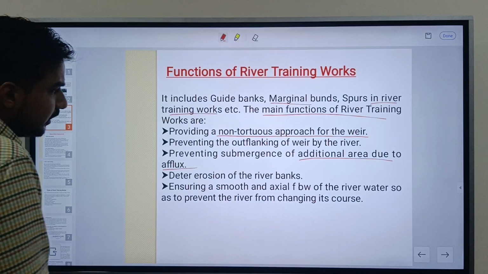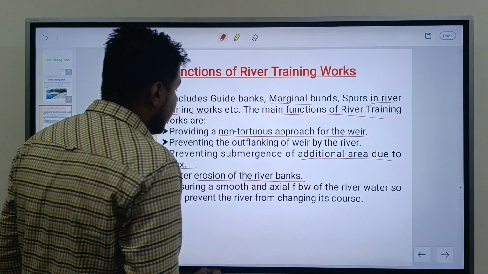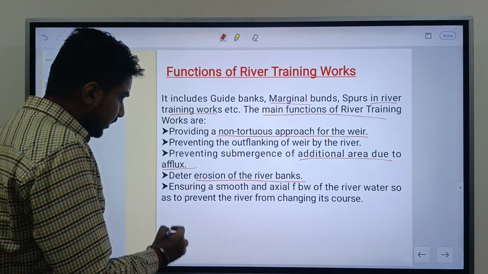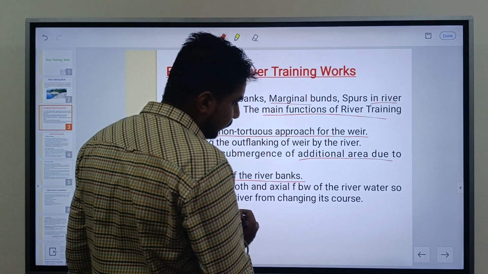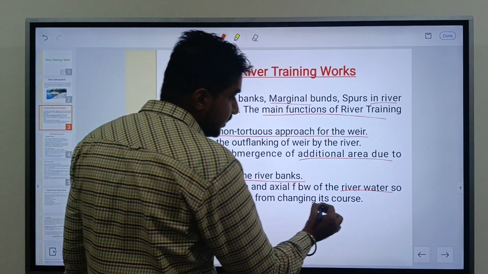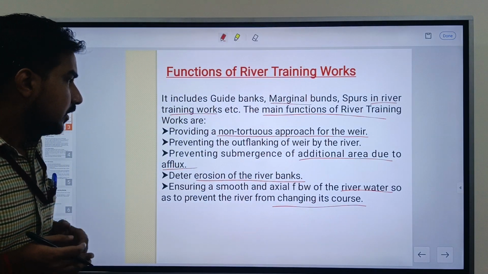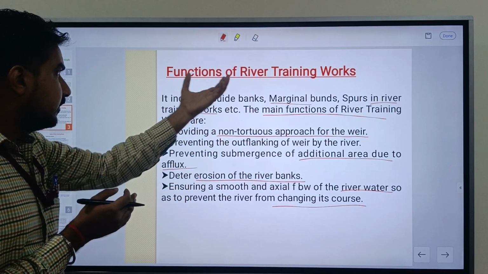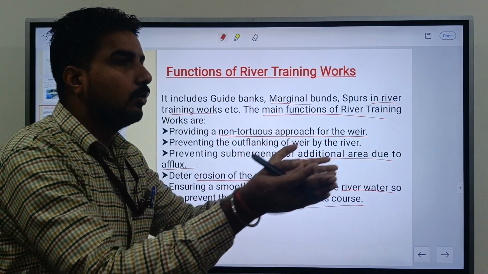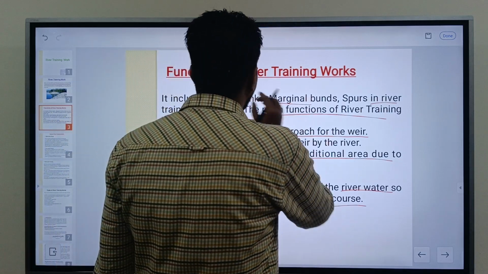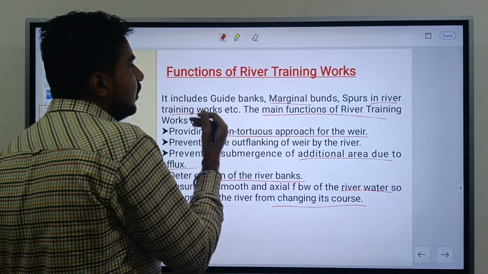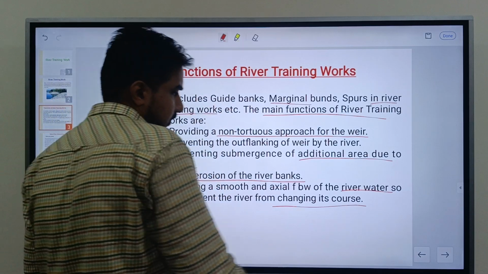Now, there is the erosion of the bank. It is also very helpful for reducing erosion of the bank side of any river. So next one is ensuring smooth and axial flow of river water so as to prevent the river from changing its course. Course means shape, size. So if the path is directed by this river training work, then the river can flow easily in that particular path. It should not change its course or its particular direction. So these are the basic functions of river training work, which are very important for the design of any type of river training work on the river.